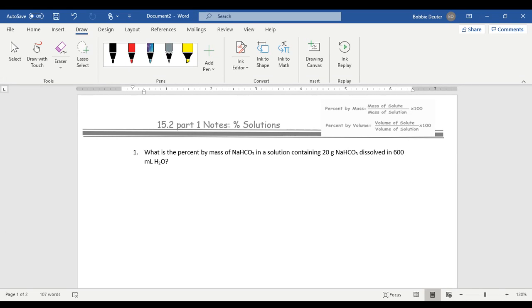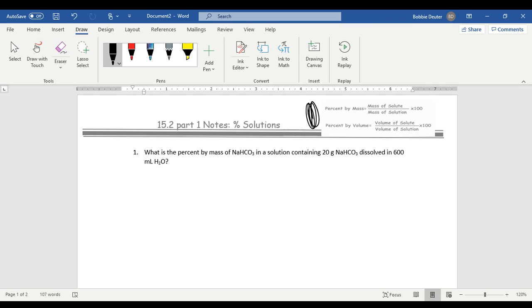Okay, so in part 2 of chapter 15, section 1 of our notes, we are going to talk about the percent of solutions. There are two ways to do this. As you can see right here, those are the two equations that you're going to need: percent by mass and percent by volume. When we're using percent by mass, the mass of solution is equal to the sum of the masses of the solute and solvent.